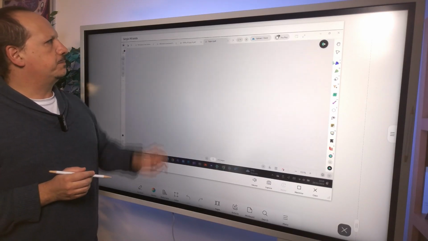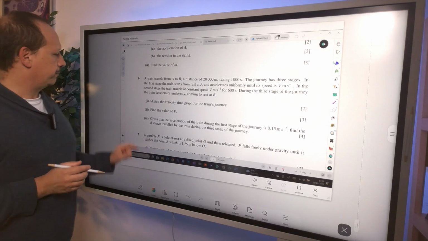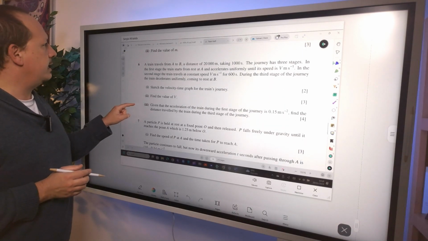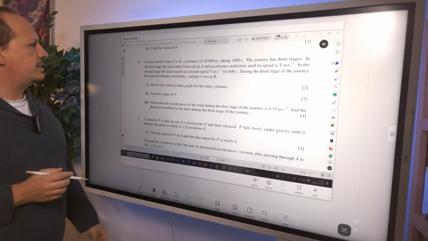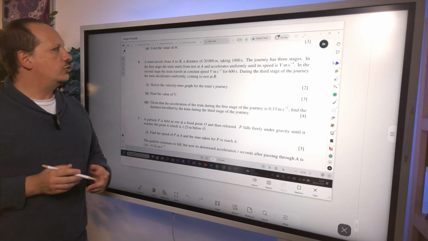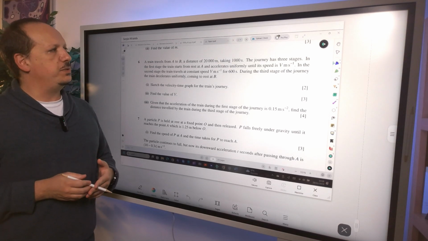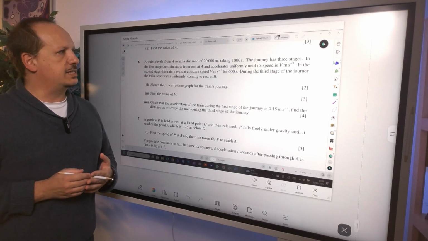Another question. This is a paper 4 from October, November 2008. Question 6 over here. A train travels from A to B, a distance of 20,000 meters, taking 1,000 seconds.